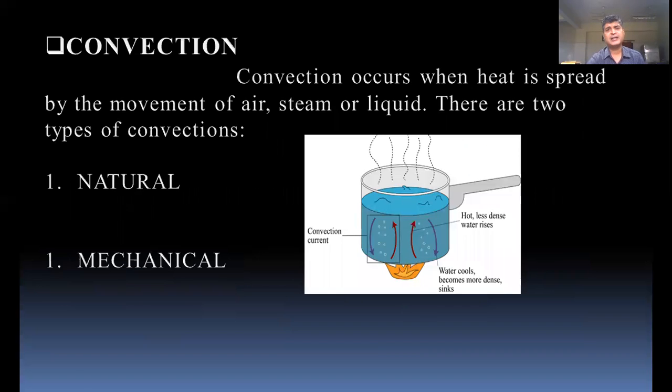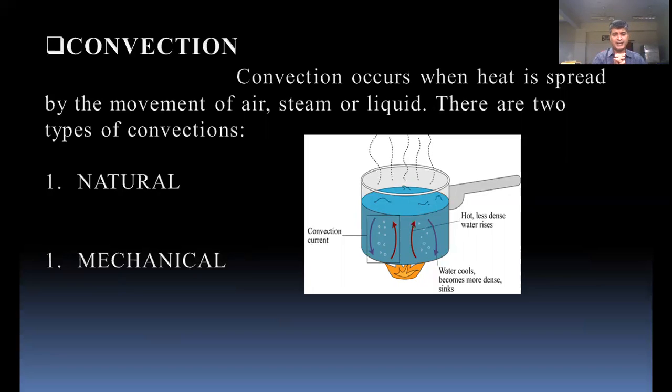Next is convection. Convection occurs when heat is spread by the movement of air, steam, or liquid. In all these three ways, something is getting cooked with heat, but by means of convection. Convection is of two types. One is natural, the second one is mechanical.